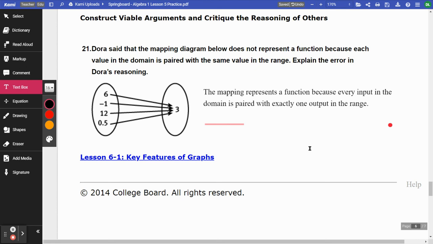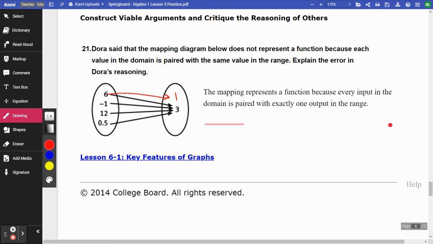It doesn't matter if each domain value is paired with the same range value, as long as no one domain value, no input, is paired with more than one. So if we had two arrows coming off of 6, we'd have an issue, right? If you had 6, let's say there was a number 1, and 6 also equaled 1, that would not be a function, okay? But since we don't have that, one input is paired with exactly one output. We have a function. All right.